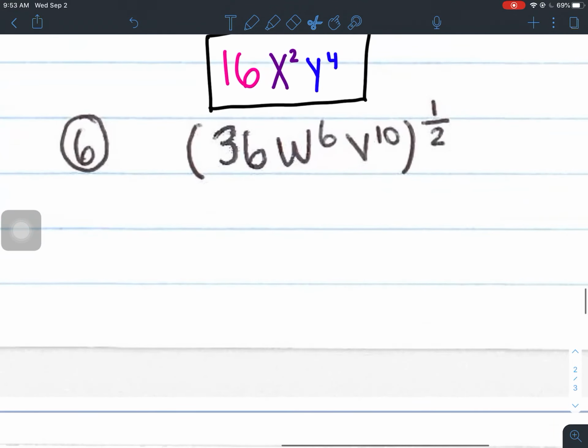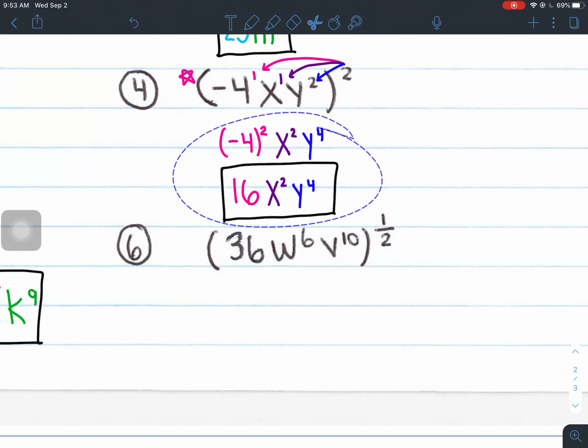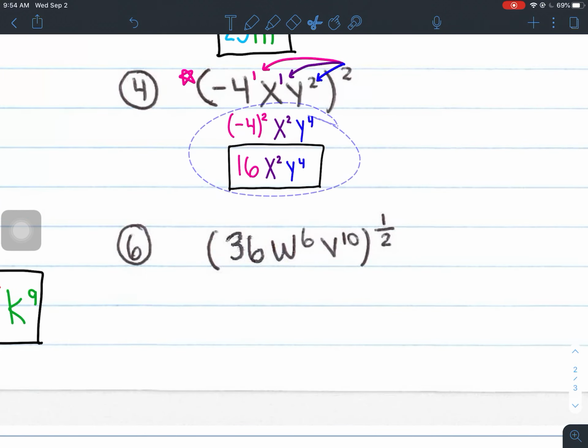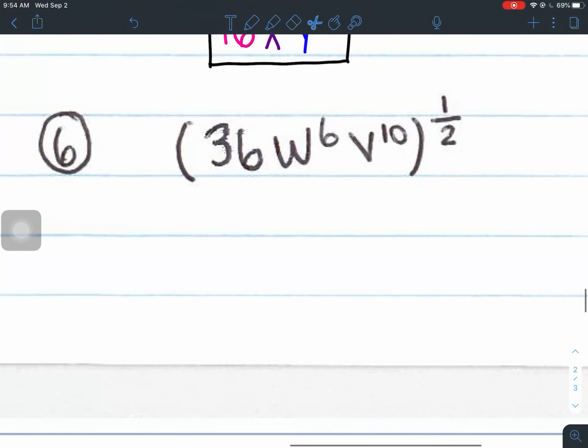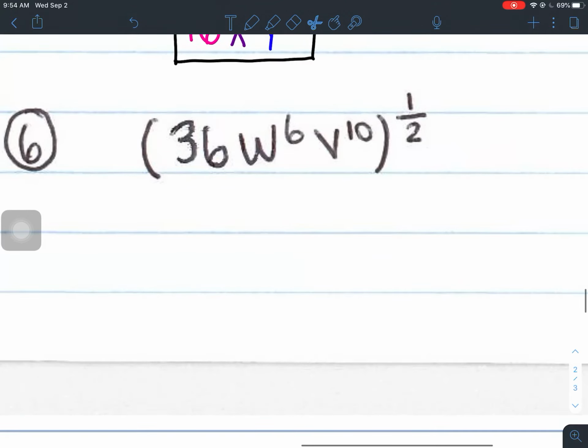All right, last one for this law. And I'm going to go ahead and move these up. I'll shrink it a little bit. Okay, number 6. Now this one again looks scary. There's a fraction involved. The process is exactly the same. You're still going to distribute that exponent into all the other exponents. Remember, distributing is multiplication, so be careful because people like to mess this one up.